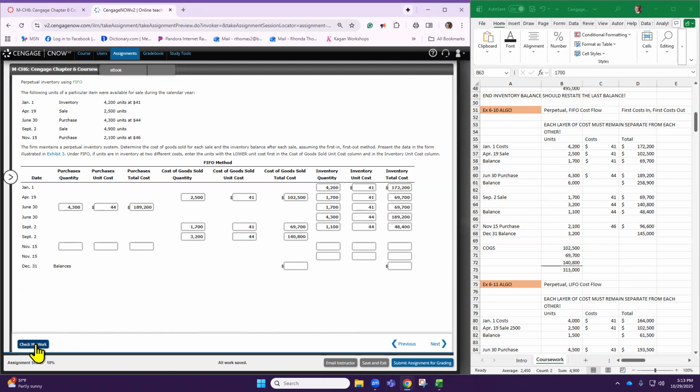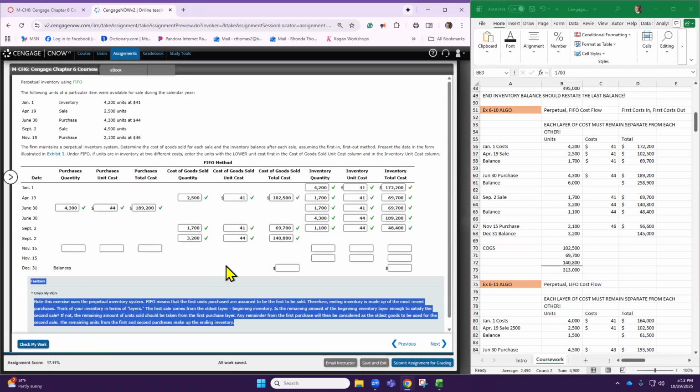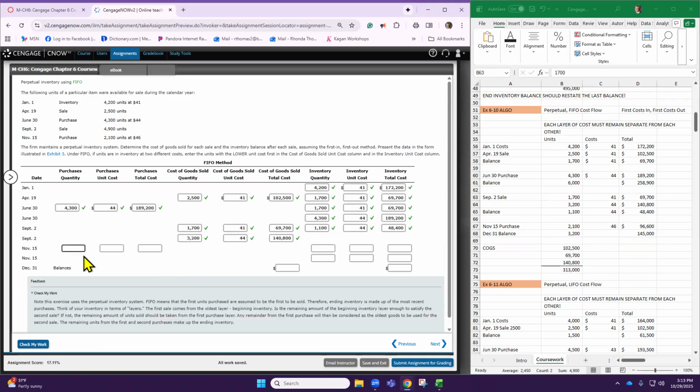Okay, let's check our work while we're in this. Once again, this is first costs in, first costs out. So now we're going to purchase some more. Okay, before we purchase, let's go ahead and bring the old layer down. Bring it down because we have to restate it. And now we're ready for November 15th. November 15th, we're purchasing 2,100 units at a cost of 46.